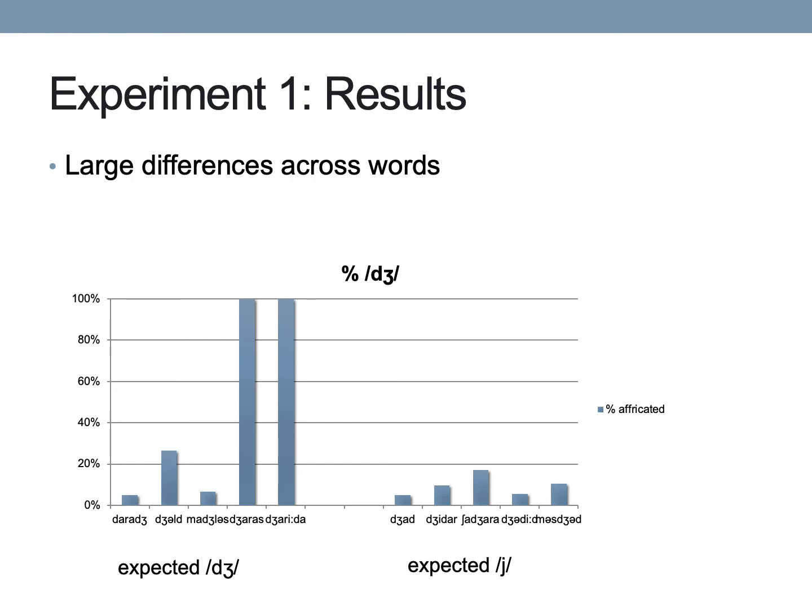In sum, we did not find strong evidence for a constraint against affrication in the presence of homorganic segments for either the voiceless or the voiced affricate in Emirati Arabic. Where differences were observable, they appeared mostly to be due to lexical effects.